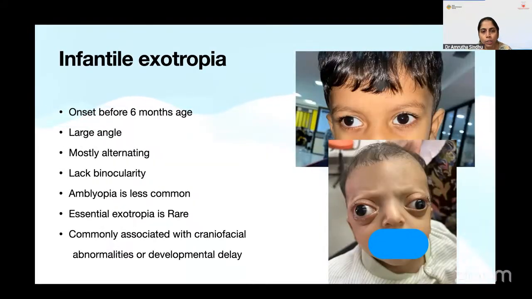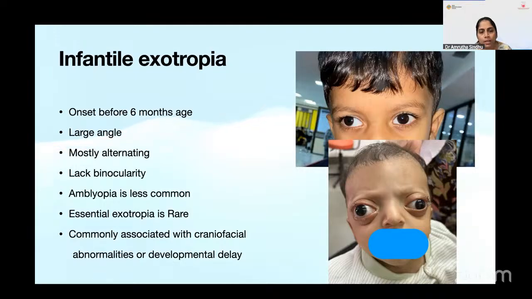So now let's move on to the classification proper. The first, as I said, is the primary exodeviations. In that, let's talk about infantile exotropia. As you would have learned in infantile esotropia, this is any exotropia which presents before 6 months of age of the child. So usually that is called infantile exotropia. You know that infantile esotropia is quite common. Infantile exotropia is less common than infantile esotropia.